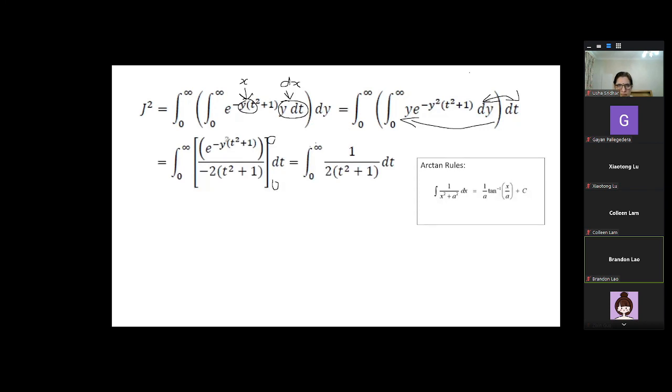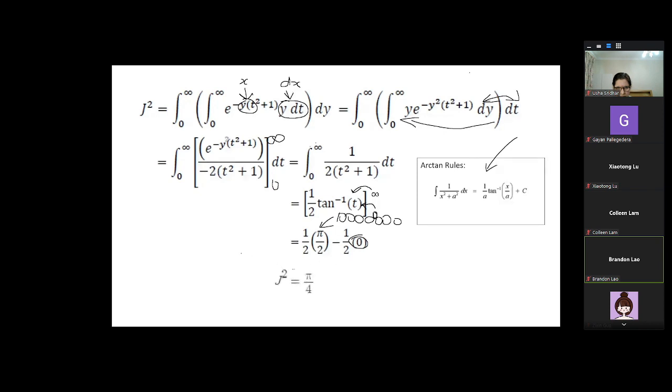From 0 to infinity, and subbing in infinity and 0, which becomes the integral from 0 to infinity of 1 over 2 multiplied by t squared plus 1 dt. And from here, we can apply this arctan rule to integrate as such, which becomes half tan inverse t from 0 to infinity. And from here, we just substitute infinity, which can be done by substituting a very large number, which becomes pi on 2, and 0, which becomes 0.